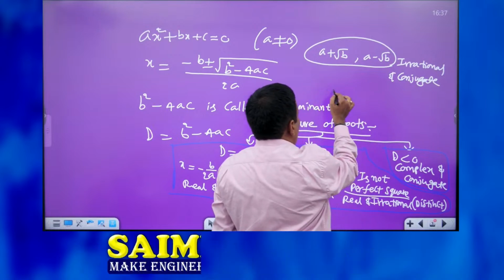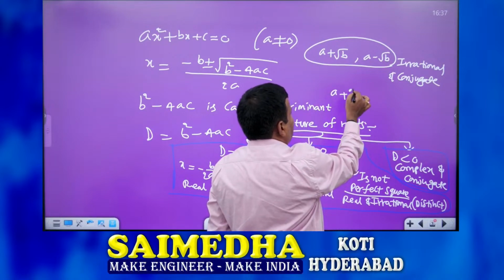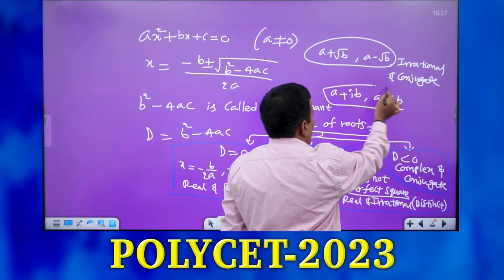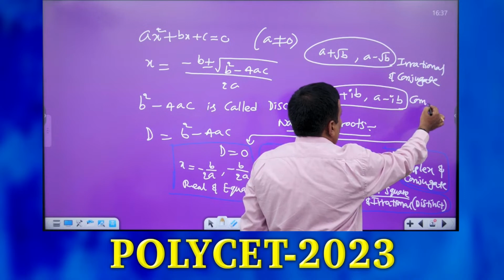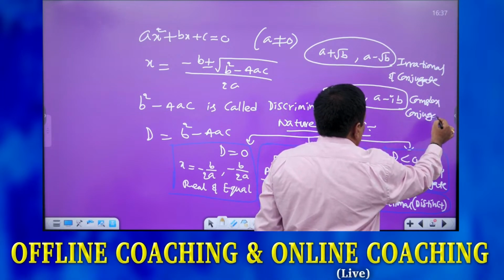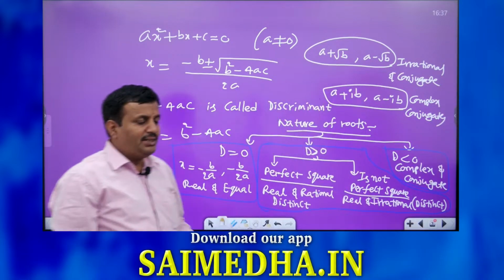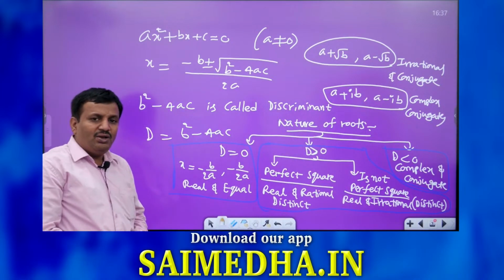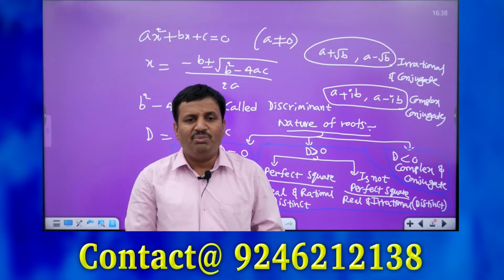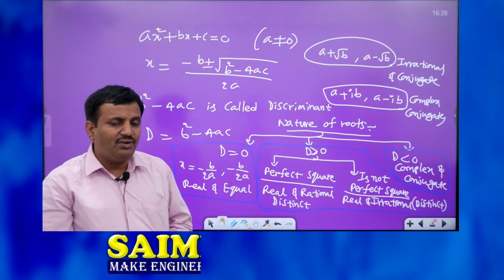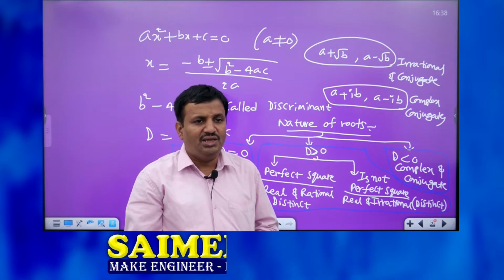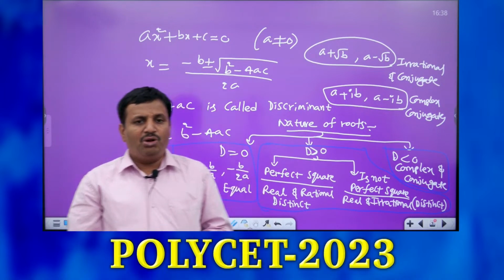Then what is the complex conjugate? a plus ib, a minus ib. These are the complex conjugate roots. So this knowledge is compulsorily required while solving the questions from quadratic equations. Very, very important. The weightage of the quadratic equation, you can expect 6 to 7 marks out of 60 from the mathematics in the Polycet.